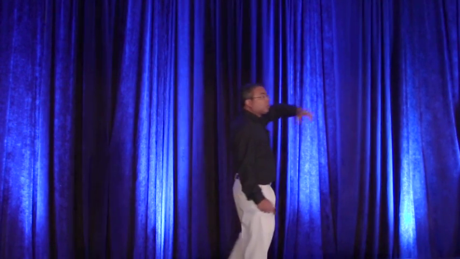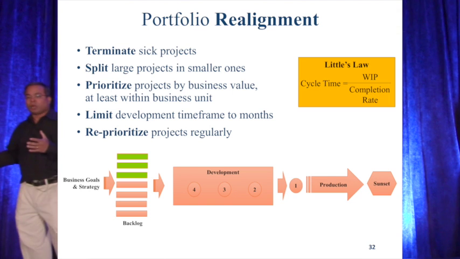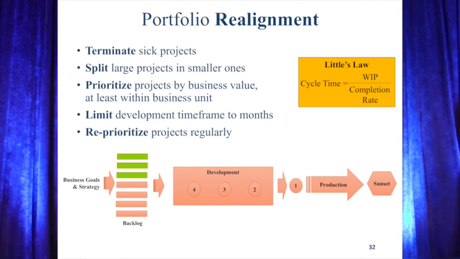Because the lower the work in process, look at Little's law on the top right, the lower the work in process, the lower the cycle time, the faster we'll go. If you have less stuff, we'll go faster. Sort of counterintuitive. Let's take the large projects and break them down into smaller projects and we'll get everything moving quickly.